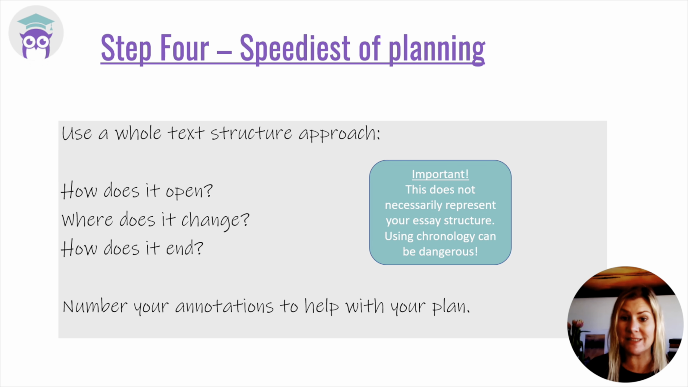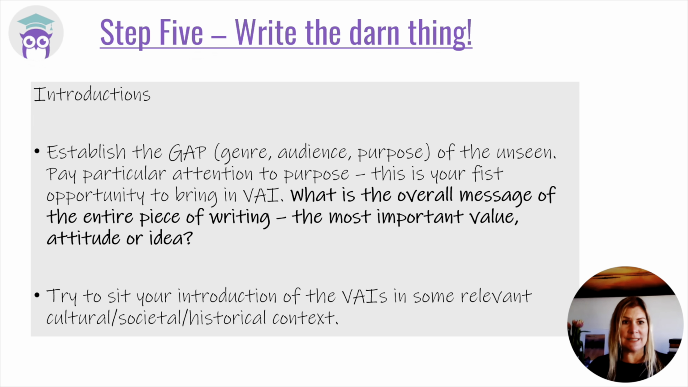So you might start by writing about the beginning and the ending together, for example, and then go into the middle afterwards. That's absolutely fine. But don't just go, I'm going to write about paragraph 1, now I'm going to write about paragraph 2, now paragraph 3, because you're not necessarily going to get everything that you need out of it. Step 5, write the darn thing, please.